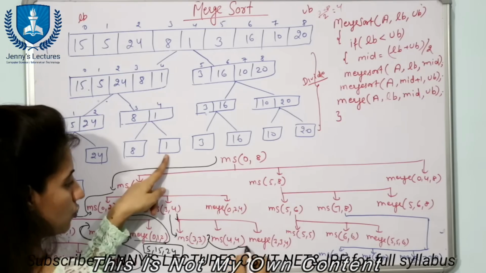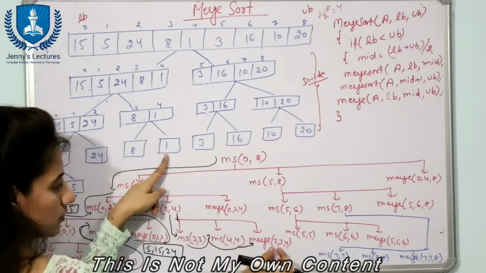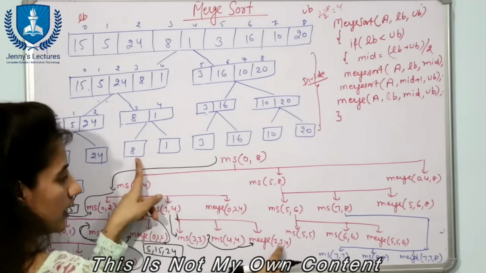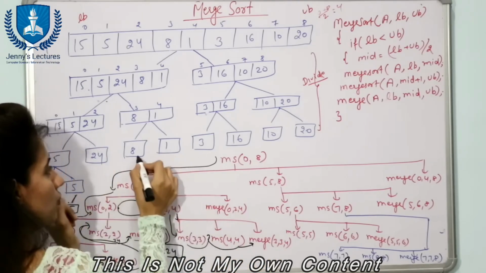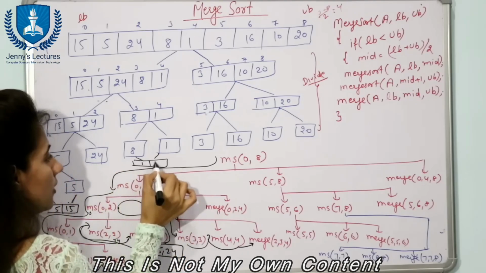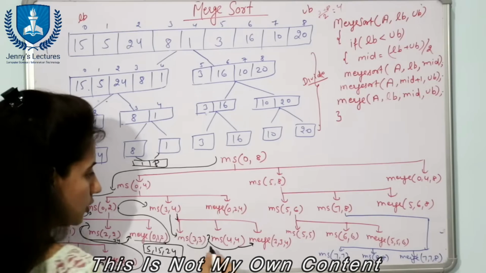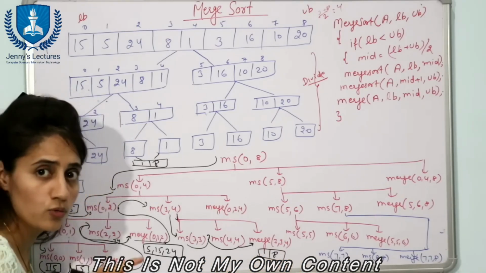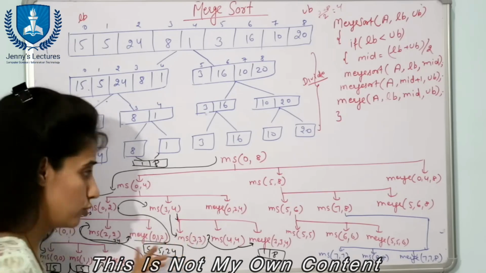Now control would go to this merge. We are going to merge 3 to 3, that is 8, and then 4 to 4, that is 1. So we are going to merge these two and the result would be 1 and 8. Fine. So here we got 1 and 8 after merging. I am going to discuss this merging method also.